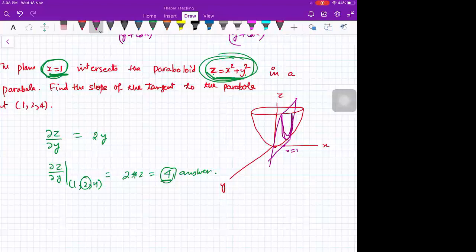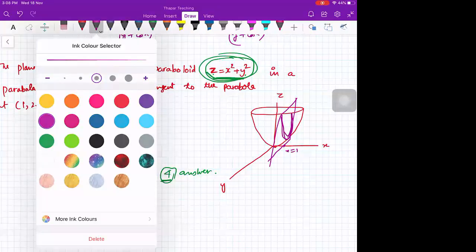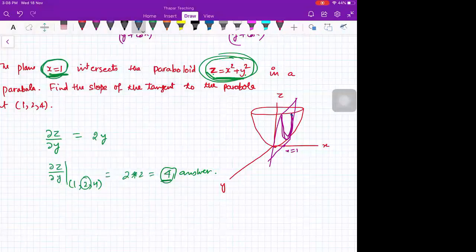Now is that thing clear? Now this parabola, if you look at the equation of this parabola here, you have put x is equal to 1 here. So that is z is equal to 1 plus y square. Is that thing clear? Now if you are computing the slope, this is the equation of the curve.